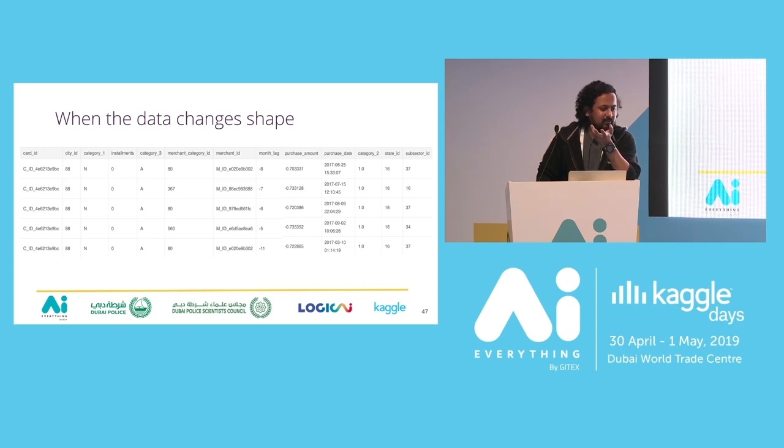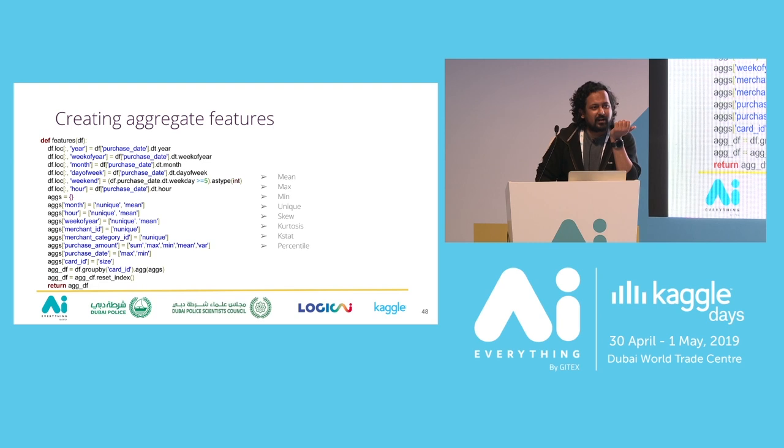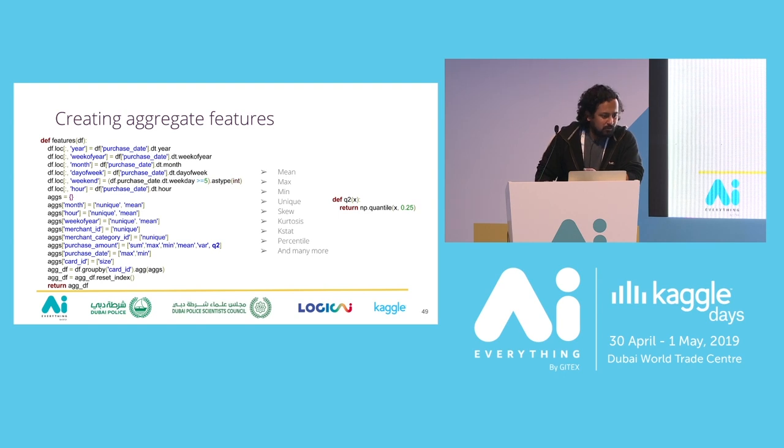So what you can do in this case is create aggregate features. You can take mean, max, min, or unique, these kinds of aggregations. And if you're a fan of pandas, like me, it's very easy to create these aggregate features. What I've done here is make an aggregate dictionary and group by it. For month, I want the number of unique values and the mean. For purchase amount, sum, max, mean, variance, these kinds of things. You can also add your own function here, and pandas will generate the aggregate feature for you.